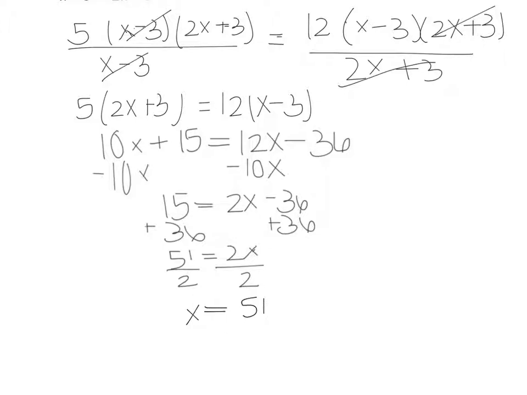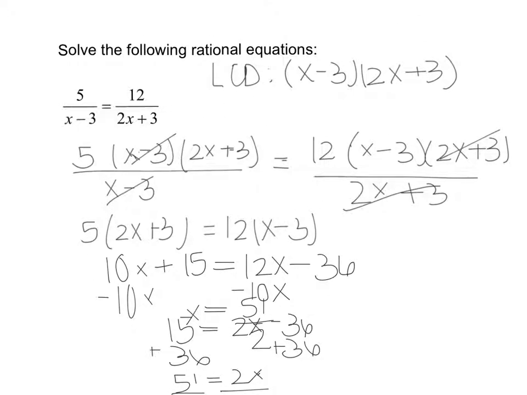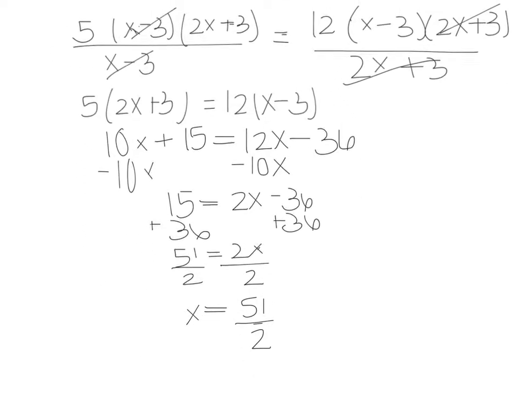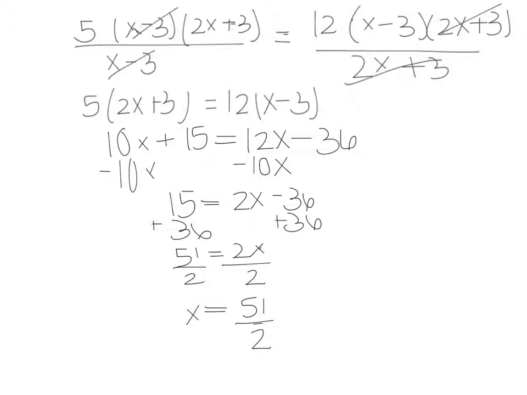51 halves. Now our last step is to make sure that this is not an extraneous solution. So we want to go back and look at our LCD, and our LCD is x minus 3 times 2x plus 3. And 51 halves is not going to make either of those 0, which means that it is not an extraneous solution. So this would be our final answer.